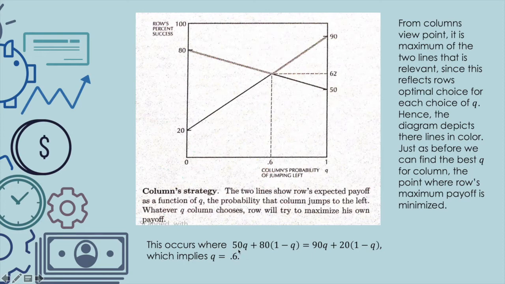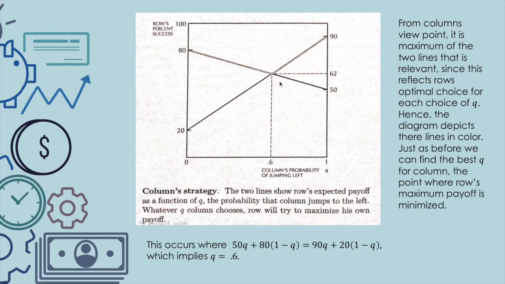50Q plus 80, shown in this line, equals 90Q plus 20 times 1 minus Q, which implies Q equals 0.6, this part. So if column jumps to the left with probability 0.6, then row is indifferent between kicking left and kicking right.